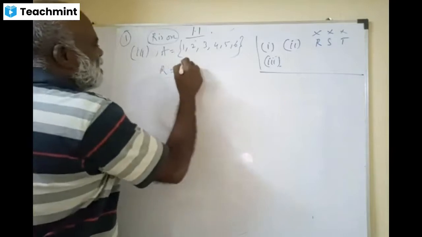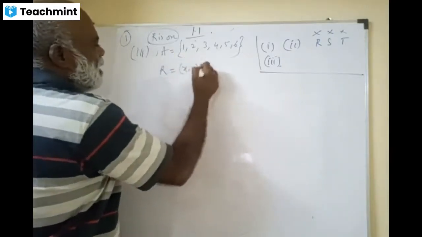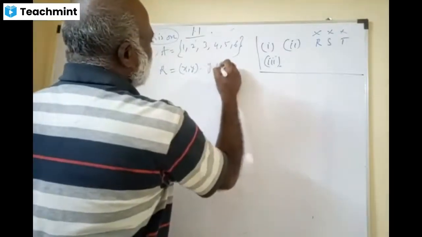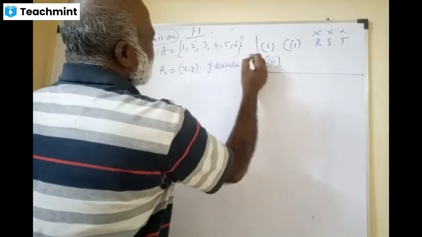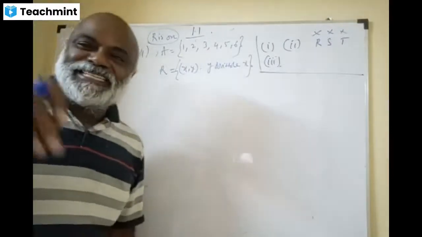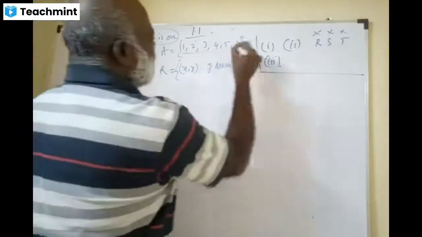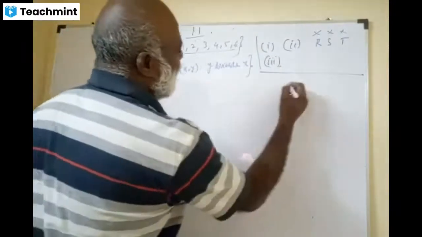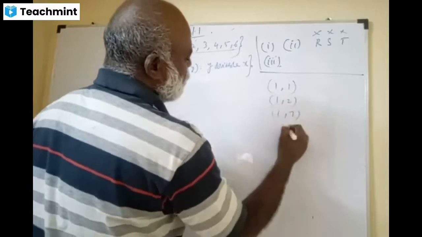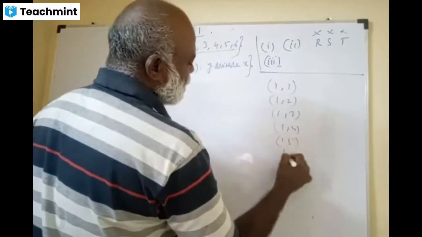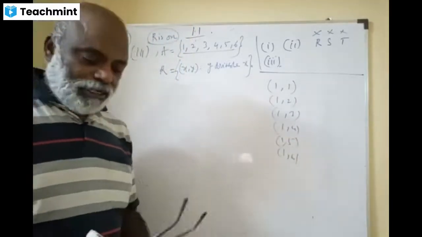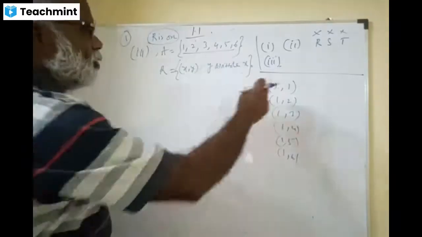R is defined as (x, y) such that y is divisible by x. That is, the second element is divisible by the first element. For example, if I take the first element as 1, the second element can be 1, 2, 3, 4, 5, 6, so I can write (1,1), (1,2), (1,3), (1,4), (1,5), (1,6). Yes or not? So I'm just making it understood. You have to catch that through numericals, you understand better.